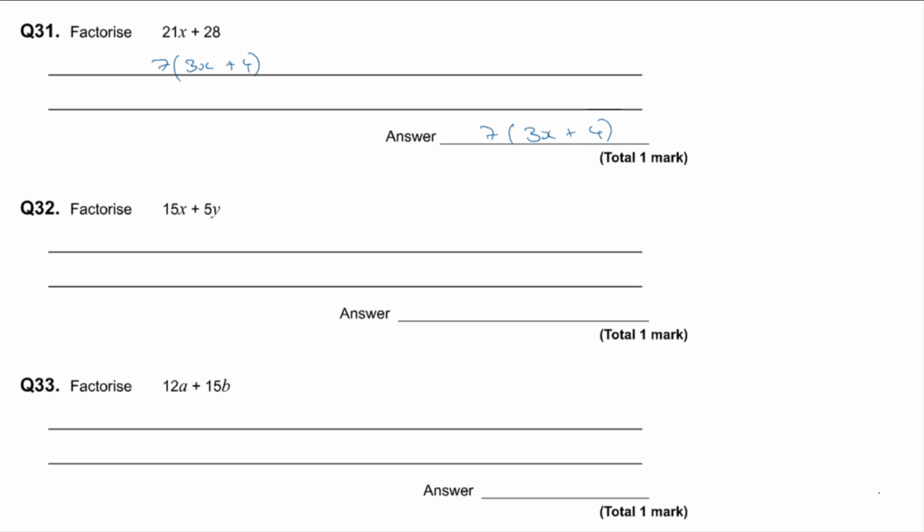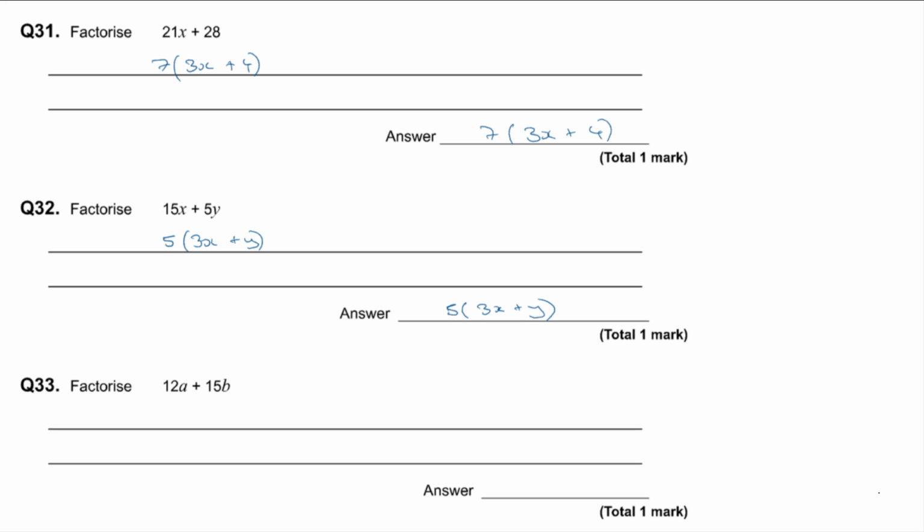Question 32, factorize 15x plus 5y. Well, 15 and 5 are both in the 5 times table, so we can take 5 out as a common factor. 5 times what is 15x has got to be 3x, and 5 times what is 5y must be y, mustn't it? So then that is 5 lots of 3x plus y.